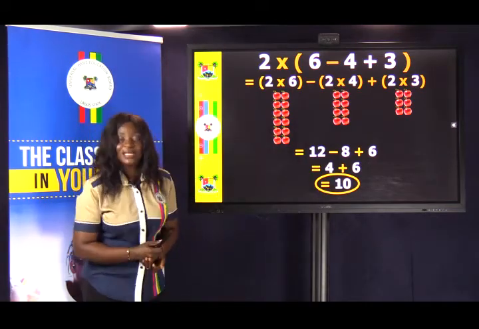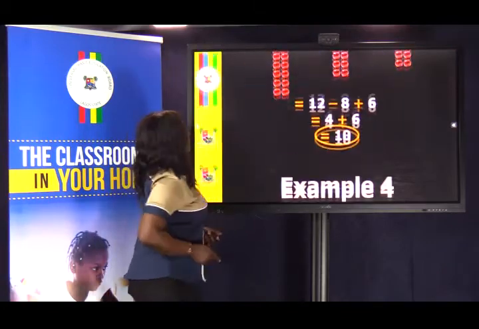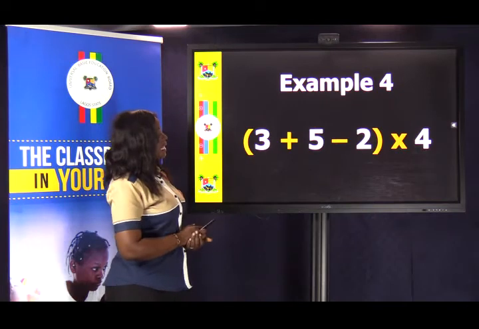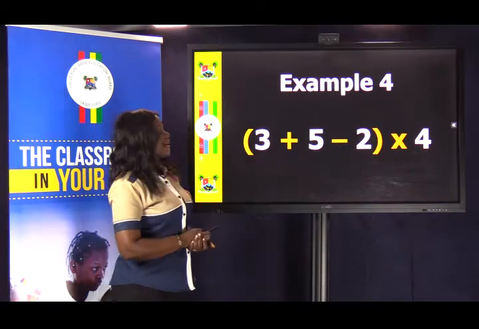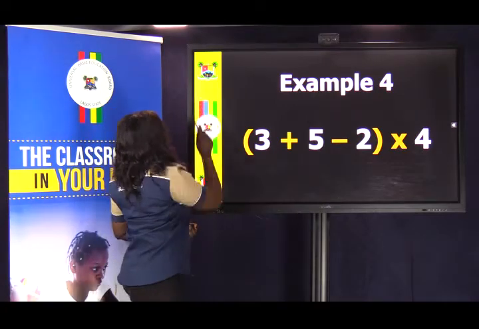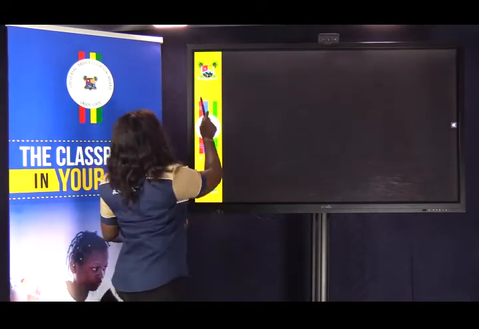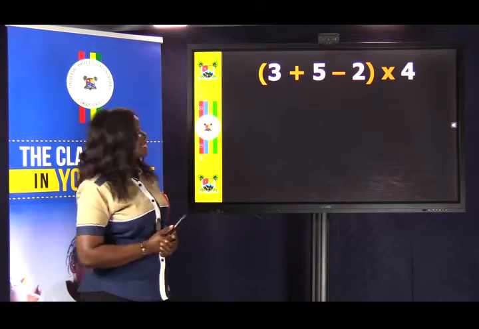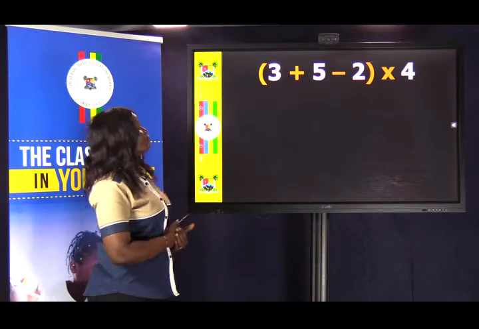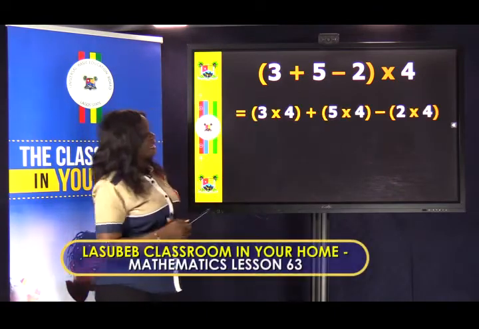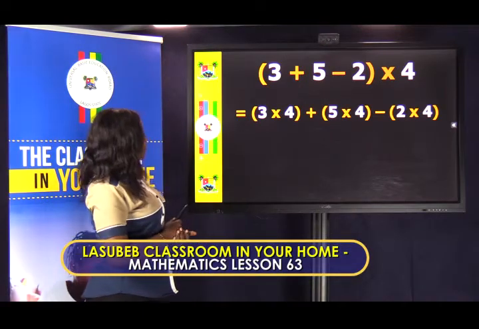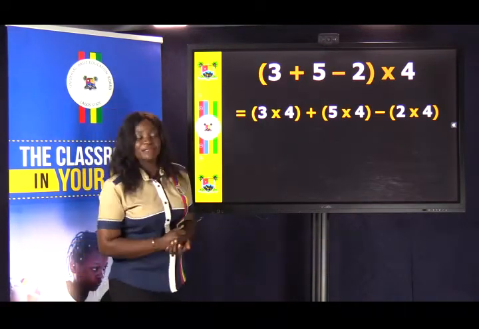Are you following? I'm sure you are. Good job. 3 plus 5 minus 2, close bracket, times 4. What do we do? You use the number outside the bracket to multiply all the numbers in the brackets. What are the numbers in the bracket? 3, 5, and 2. What is the number outside the bracket? 4. So we say 3 times 4 plus 5 times 4 minus 2 times 4.